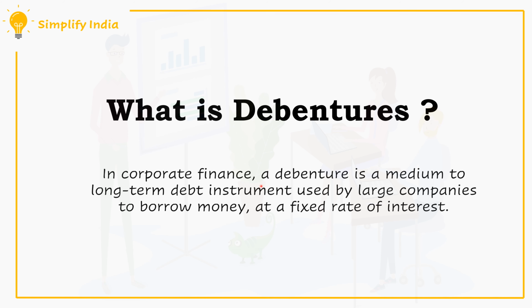First, we are going to learn what a debenture is. In corporate finance, a debenture is a medium to long-term debt instrument used by large companies to borrow money at a fixed rate of interest. Here, the given meaning gives us a clear idea that a debenture is a source of long-term finance generally issued by large creditworthy companies at a fixed rate of interest.